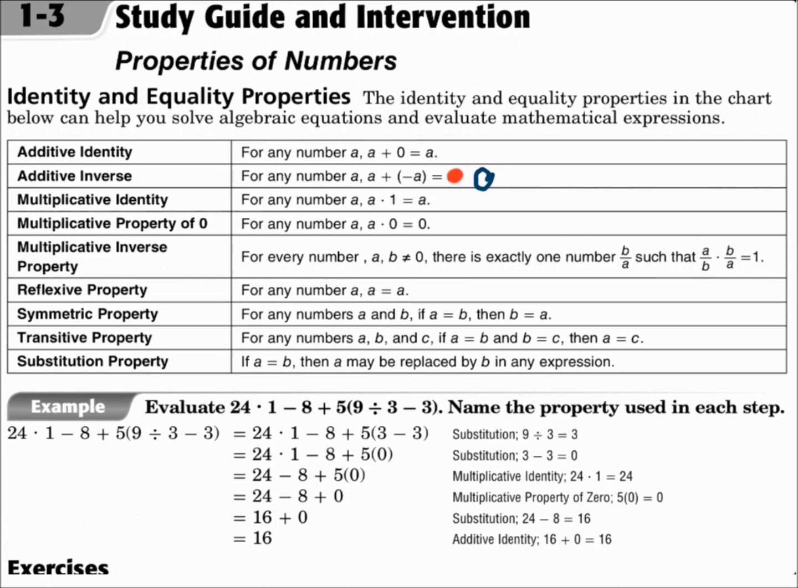For the reflexive property, for any number a, a equals a. 12 equals 12. That's the reflexive property. For the symmetric property, for any numbers a and b, if a equals b, then b equals a. If x equals 5, then 5 equals x. You're switching things around the equal sign. For the transitive property, for any numbers a, b, and c, if a equals b and b equals c, then a equals c. Notice the 3 steps going there.